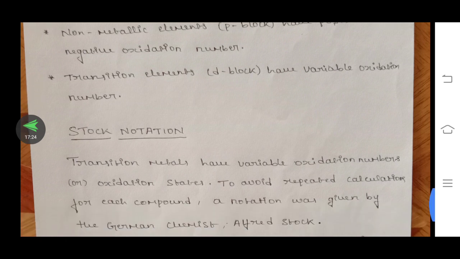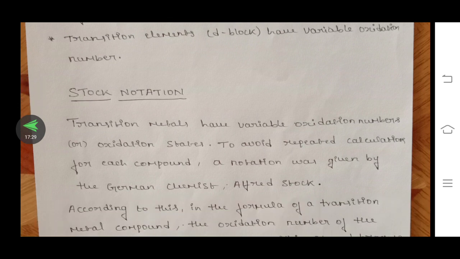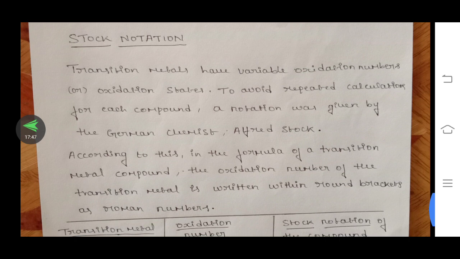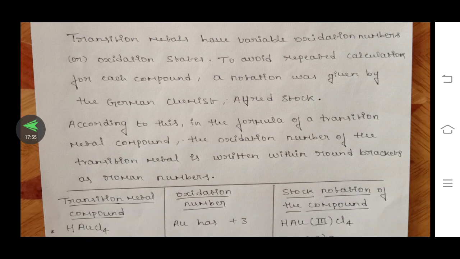Now the next topic, Stock notation. Transition metals have variable oxidation numbers or oxidation states. To avoid repeated calculation for each compound, a notation was given by the German chemist Alfred Stock. According to this, in the formula of a transition metal compound, the oxidation number of the transition metal is written within round brackets as a Roman numeral.